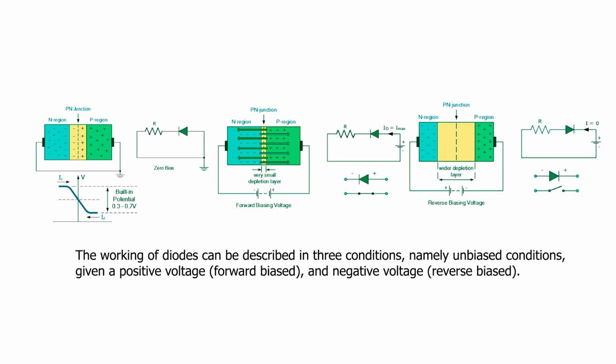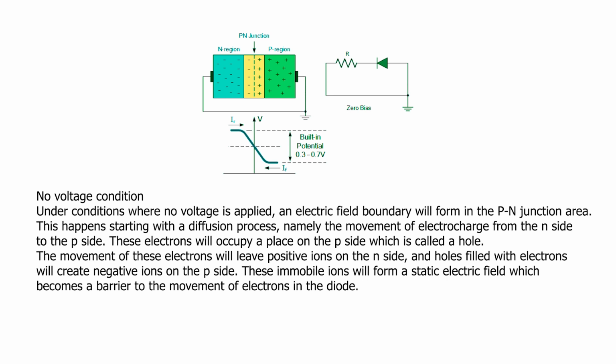No voltage condition. Under conditions where no voltage is applied, an electric field boundary will form in the p-n junction area. This happens starting with a diffusion process, namely the movement of electrons from the N side to the p side. These electrons will occupy a place on the p side which is called a hole. The movement of these electrons will leave positive ions on the n side, and holes filled with electrons will create negative ions on the p side. These immobile ions will form a static electric field which hinders the movement of electrons in the diode.